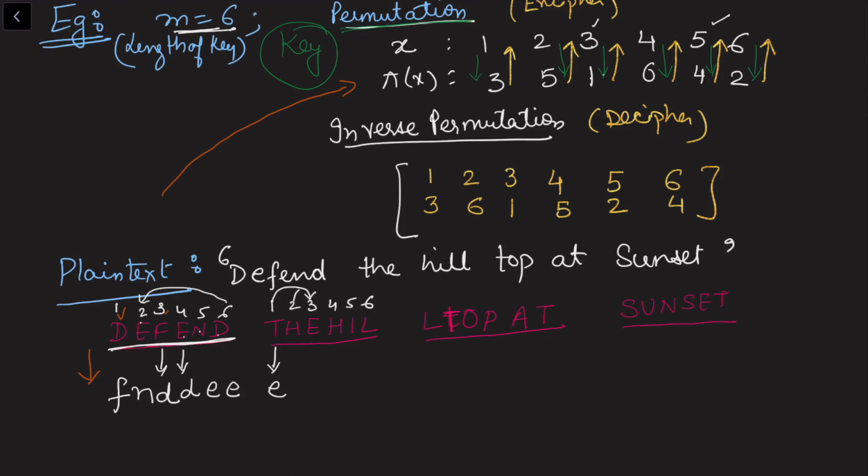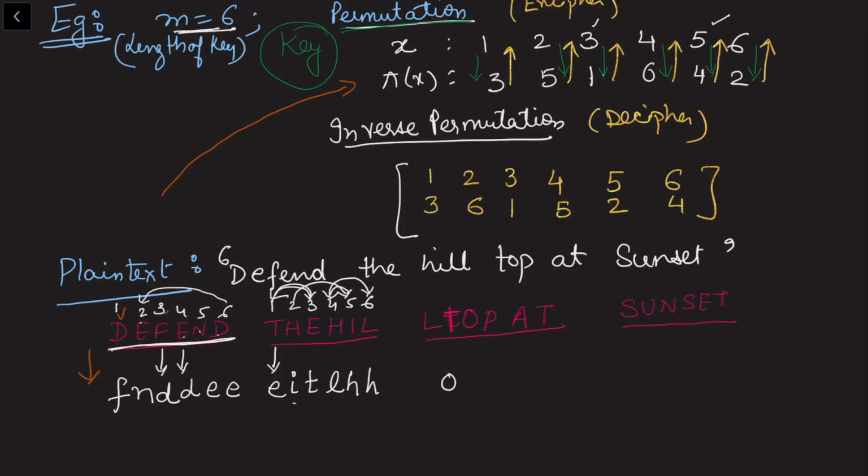2 goes to 5, so this is the replacement, so H goes to I. 3 goes to 1, so 3 comes back to 1, so here it is T. 4 goes to 6, so H goes to L. 5 goes to 4, so this is H. And we said 6 goes to 2, so this is H. E, I, T, L, H, H.